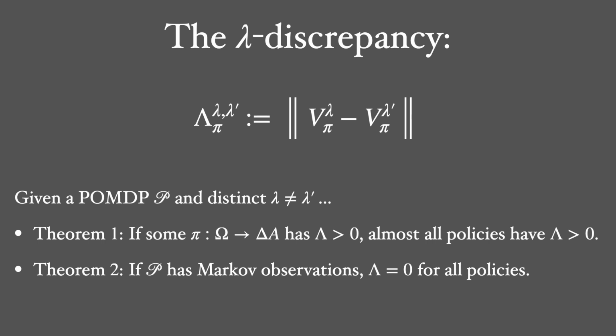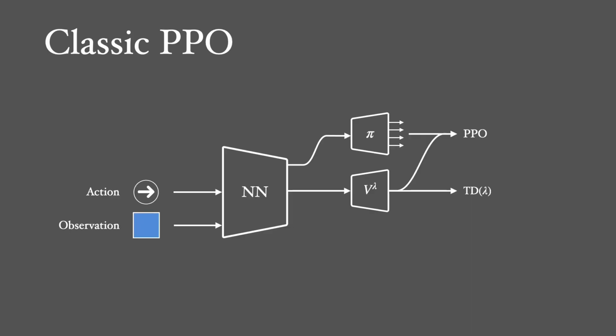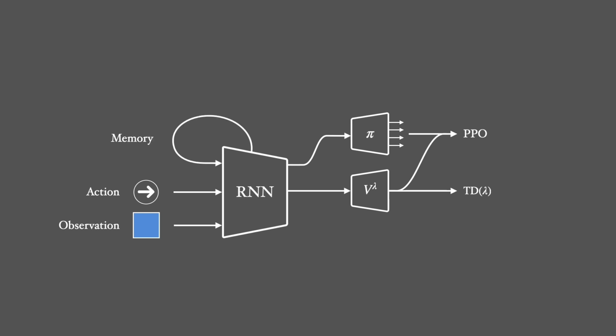And it doesn't just detect partial observability, it can also mitigate it. Consider a classic DeepRL agent whose policy is trained with proximal policy optimization, and whose value function is trained with TD Lambda. Now, normally, if we were expecting this agent to have to cope with partial observability, we would just add a recurrent neural network on the front end. But if we also add a second value function, then we can train it with Monte Carlo estimation, or any other TD Lambda, and then take the difference between the value functions to compute the Lambda discrepancy.